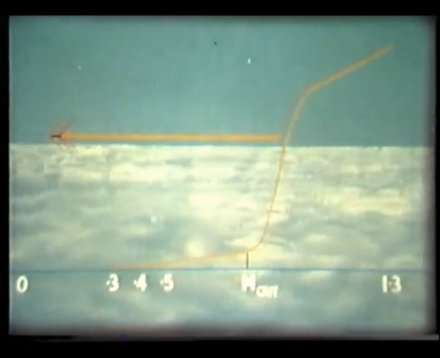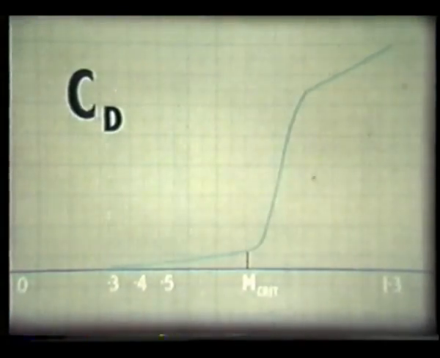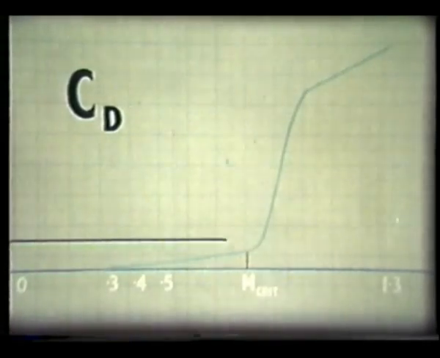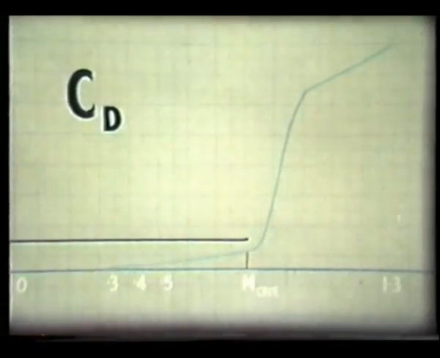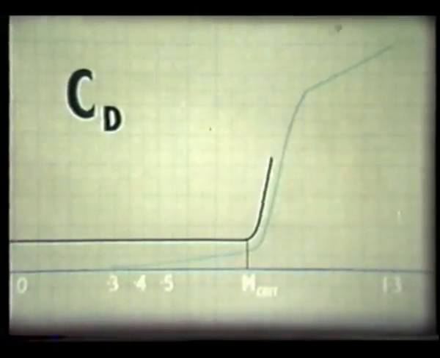These changes in drag can be seen more clearly in the behavior of the drag coefficient. At low Mach numbers, the drag coefficient at a constant angle of incidence doesn't change. But above M crit, this happens.